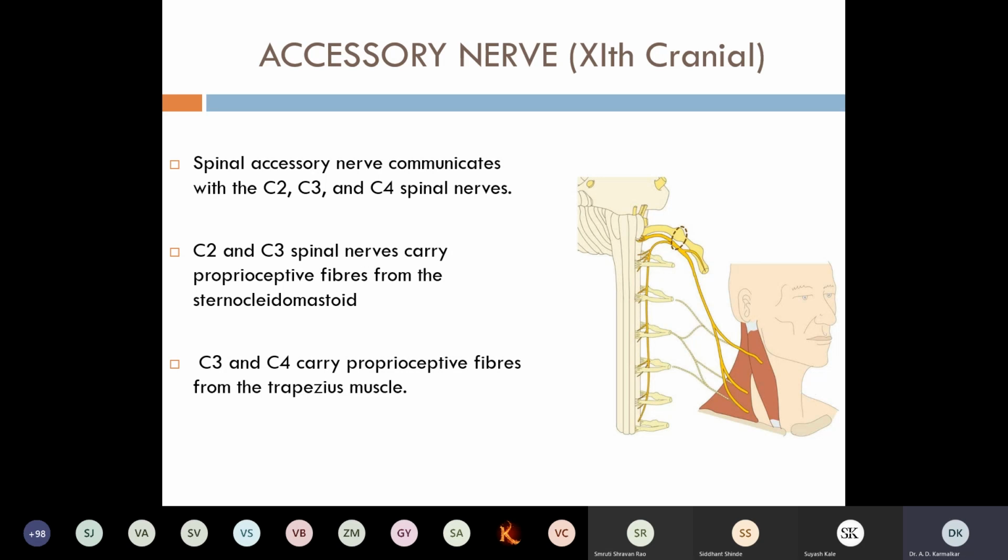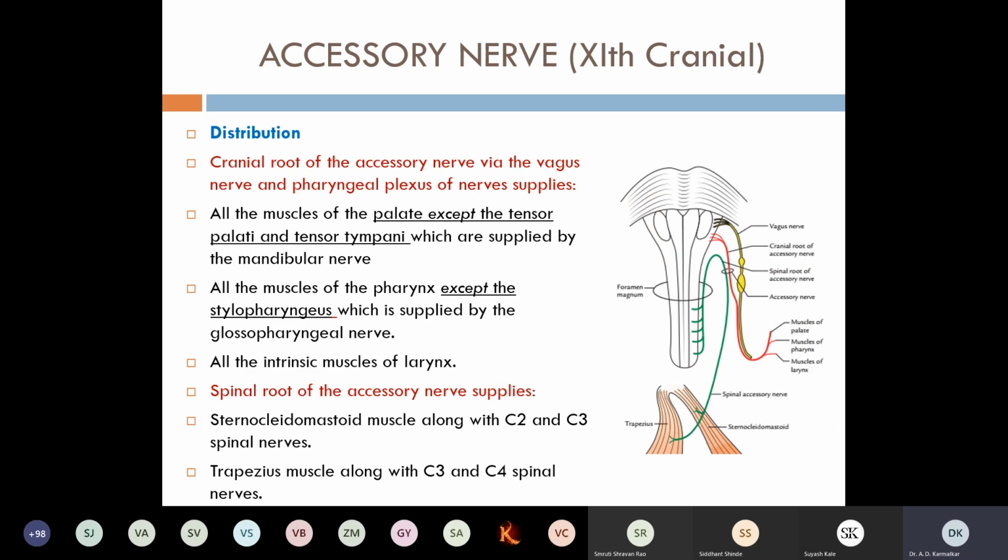From the C2, C3, it will carry through the sternocleidomastoid muscle, while the C3, C4, it will carry the proprioceptive fibers from the trapezius muscle. That point also you should remember, because this question we usually ask during the clinical anatomy part, that is you have to demonstrate the action of the trapezius muscle, living anatomy we call it. There you should know the motor supply and the proprioceptive fibers also, and how you are going to test this. That is the sternocleidomastoid muscle and the trapezius muscle.